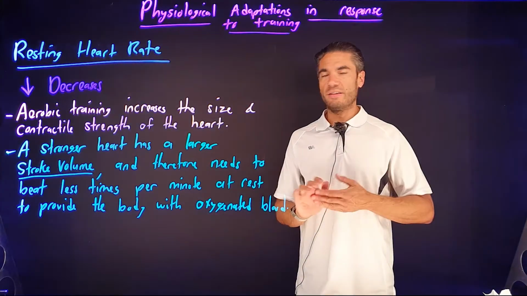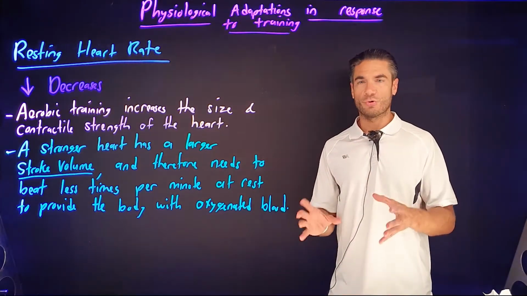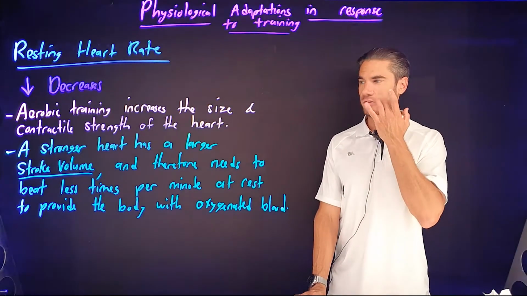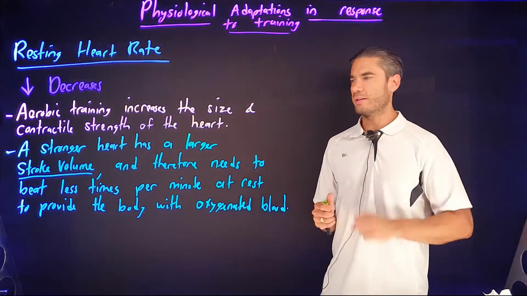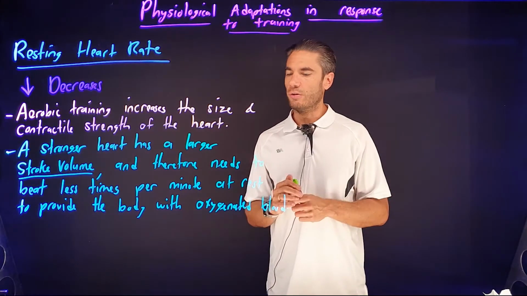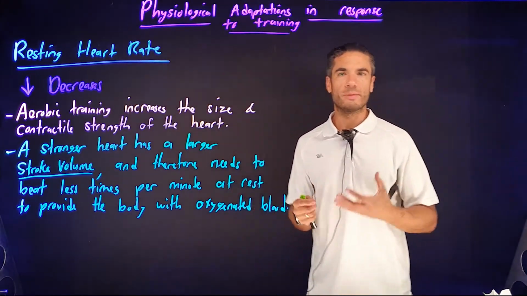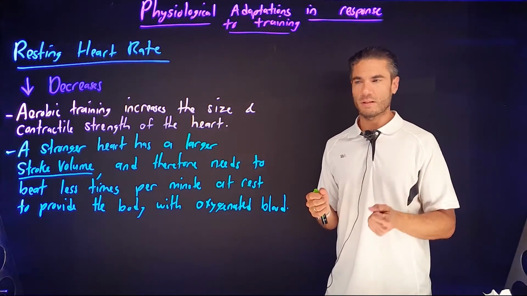But when you train aerobically, because the heart is working for extended periods of time, it will actually get stronger, okay? So the walls of the heart become thicker, and the actual force that the heart is able to generate behind its double beating action is stronger. A stronger heart, therefore, has a larger stroke volume. And you're not going to understand that term too much right now, but you will in about 2 minutes' time. In a nutshell, stroke volume is the amount of blood that leaves your heart per beat, okay?